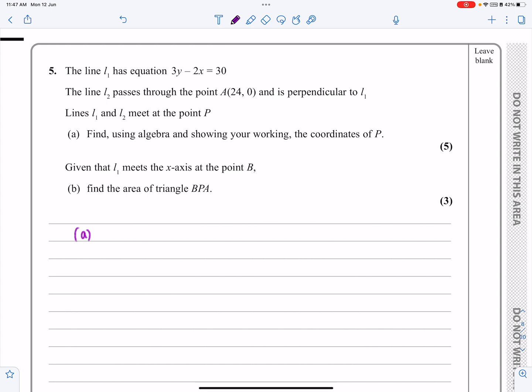Line L1 is 3y minus 2x equals 30. But what I want to do is to put that in the form y equals mx plus c. So I'm going to say 3y equals 2x plus 30, and then divide everything by 3. So y equals 2x over 3 plus 10. And what that's telling me is that the gradient of that line is 2/3.